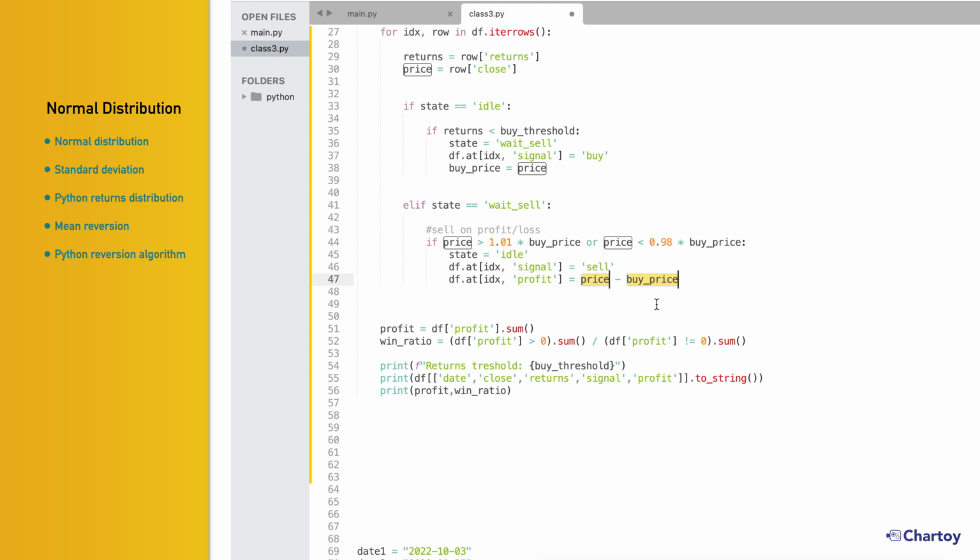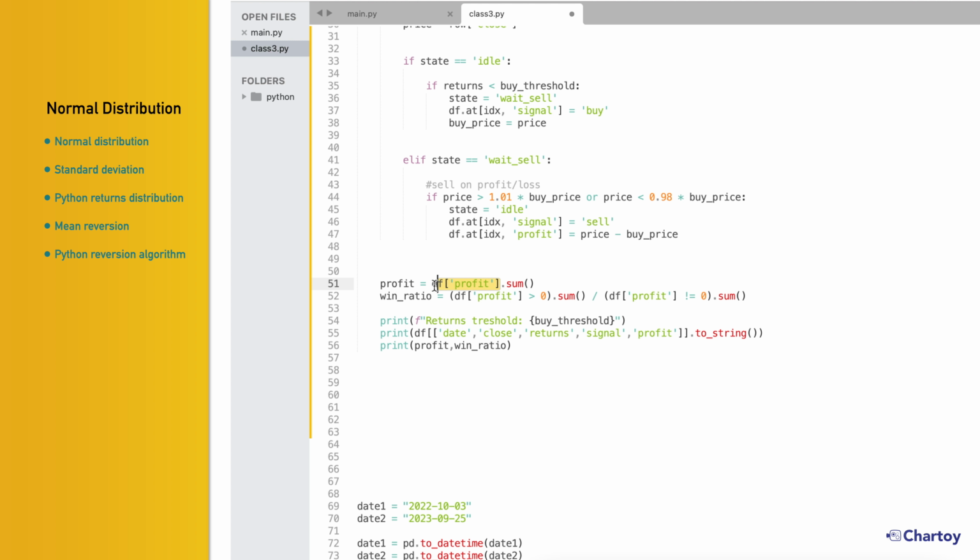Okay, so now we have the profit column, which marks for each position, for each deal, the profit. We have the profit, which could be negative or positive. Once we finish this for loop, first we calculate the total profit, which is the data frame at profit sum, right? Take the profit column and sum the profit from all the positions.